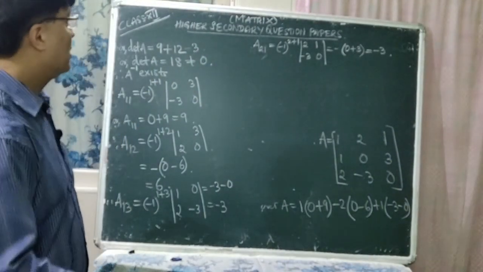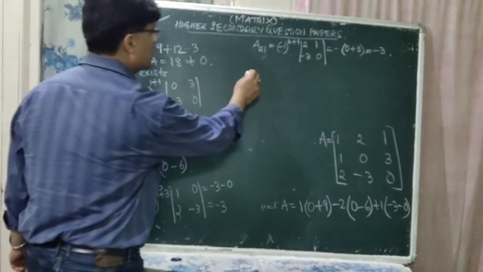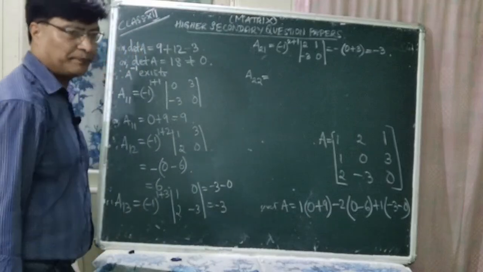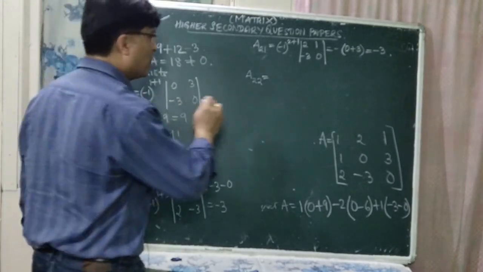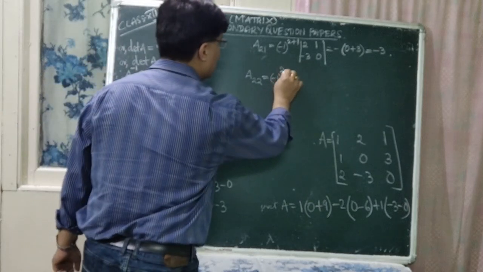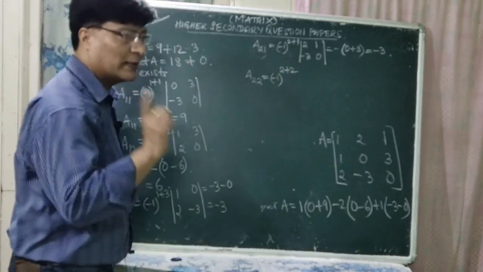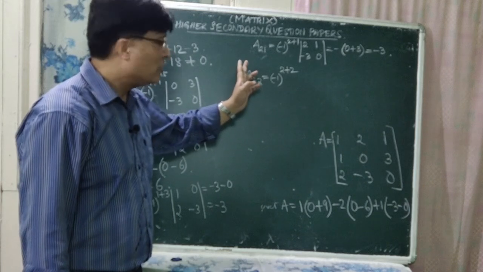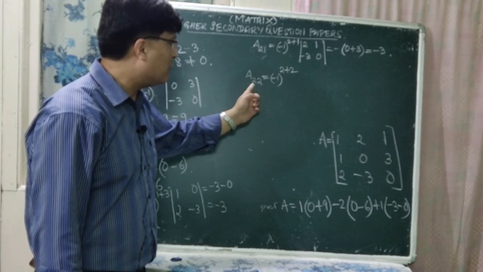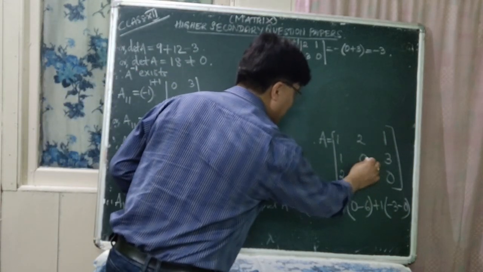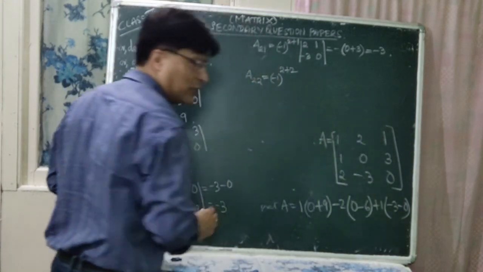Okay. So the next element here is A22. A22 is equal to, now first of all consider the sign. How can you get the sign? Minus 1 whole to the power 2 plus 2. Now what is A22? What does it mean? You have to get the cofactor of the element belonging to the second row and second column. Second row and second column, that means 0. You have to get the cofactor of 0.